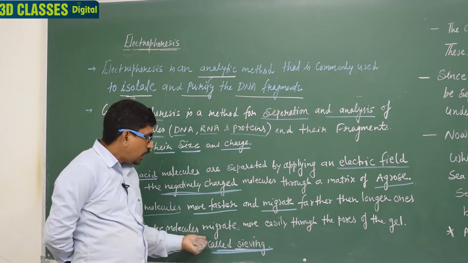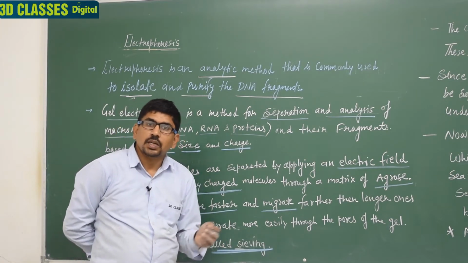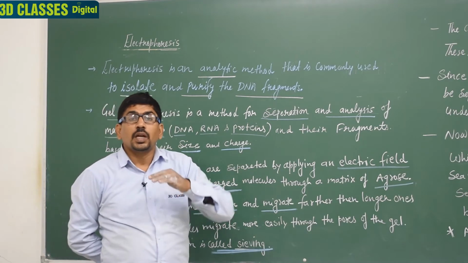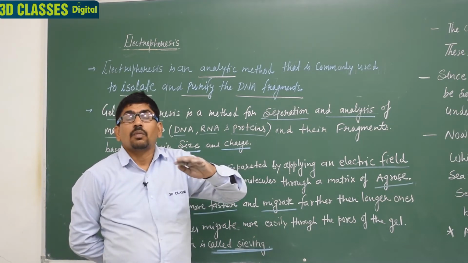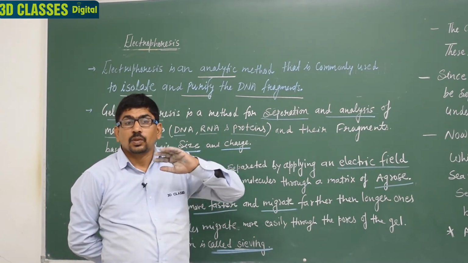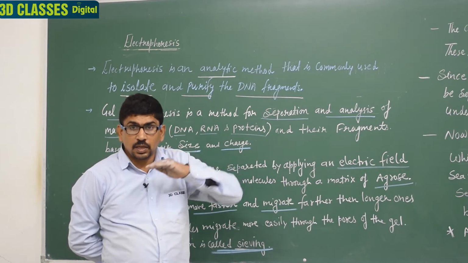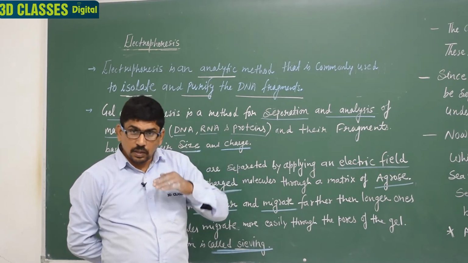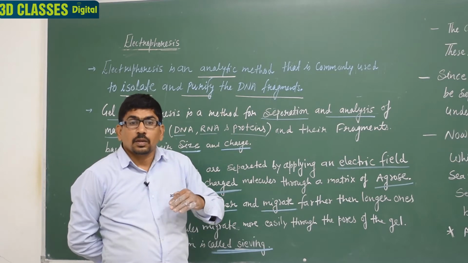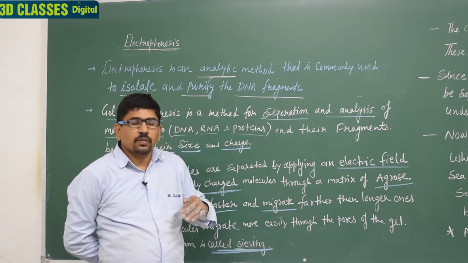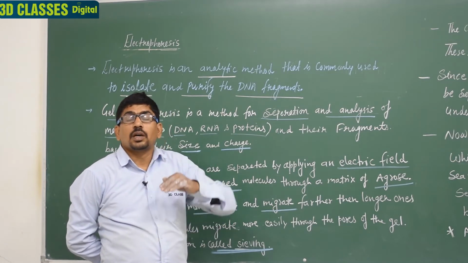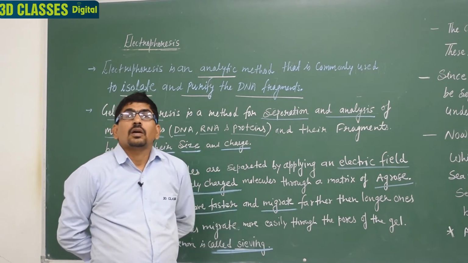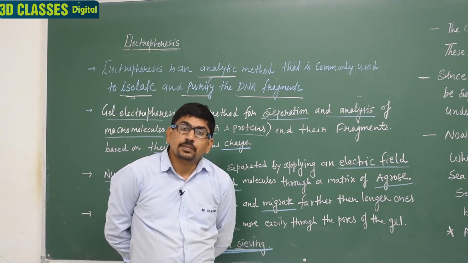So due to the sieving, in the movement of the DNA fragments, those molecules that are larger in size accumulate near the well, and those that are of shorter size move toward the anode side.